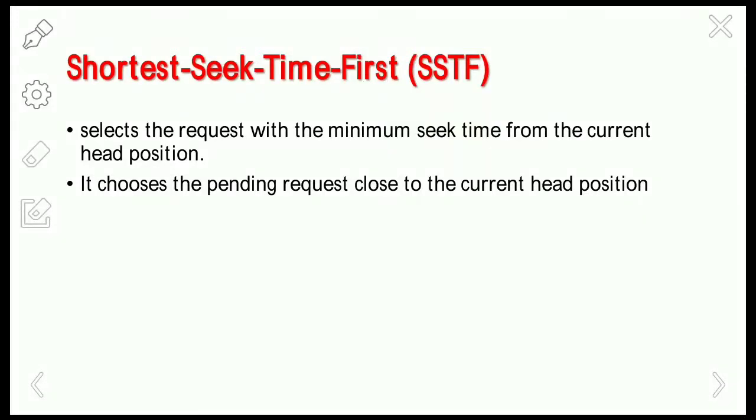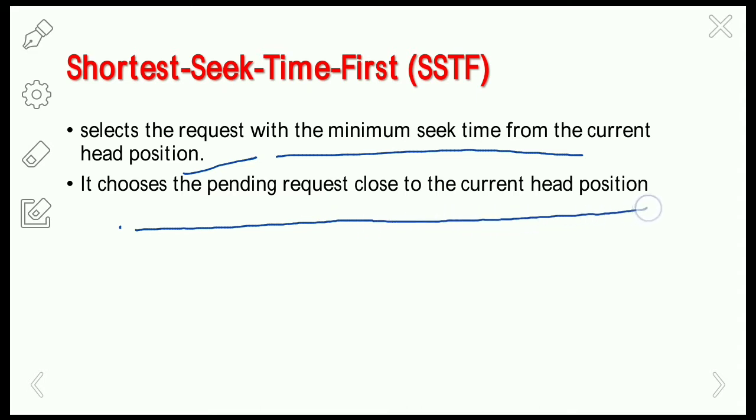In this video we are going to learn about the shortest seek time first scheduling algorithm. In this disk scheduling algorithm, it selects the request with the minimum seek time from the current head position. That means it is going to select the particular request which is very near to the head. So it chooses the pending request close to the current head position, the location nearer to the current head position. That means it is going to reduce the seek time.